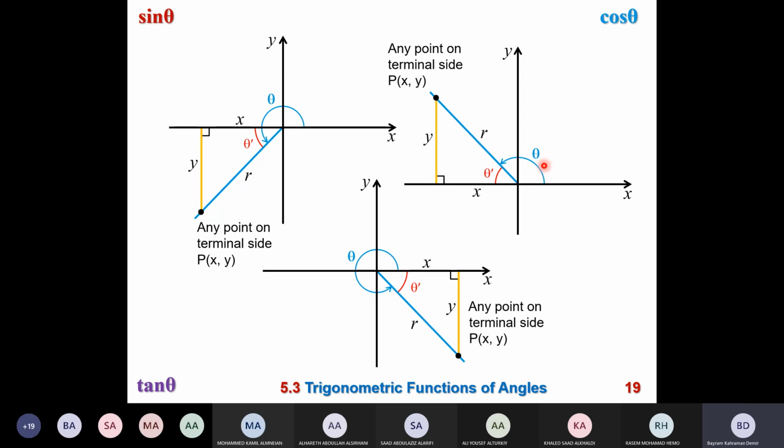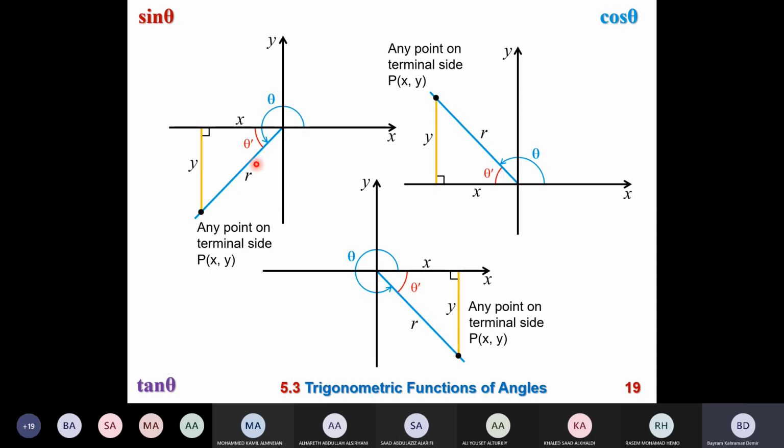But if you have an angle which is in the second quadrant, then the reference angle will be the positive angle between the terminal side of theta and the x-axis. To find theta prime, as we call it, you just need to subtract theta from 180. So theta prime is equal to 180 minus theta. It will give you the reference of theta.